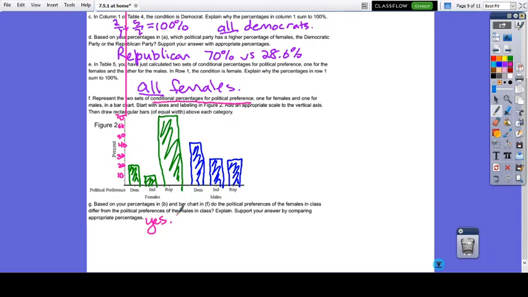I'm looking at a 45% versus a 20%. You can say more males are independent than females, the 27% versus the 10%. You could say more females are Republican than males, the 70 versus the 27.3%. Lots of things you can look at, but essentially you want to compare the bars that go together. Okay, and so that's kind of what you're looking at there.